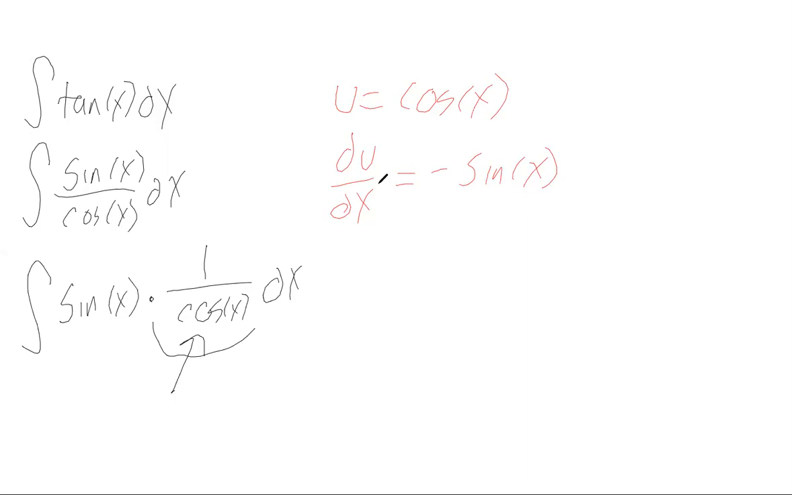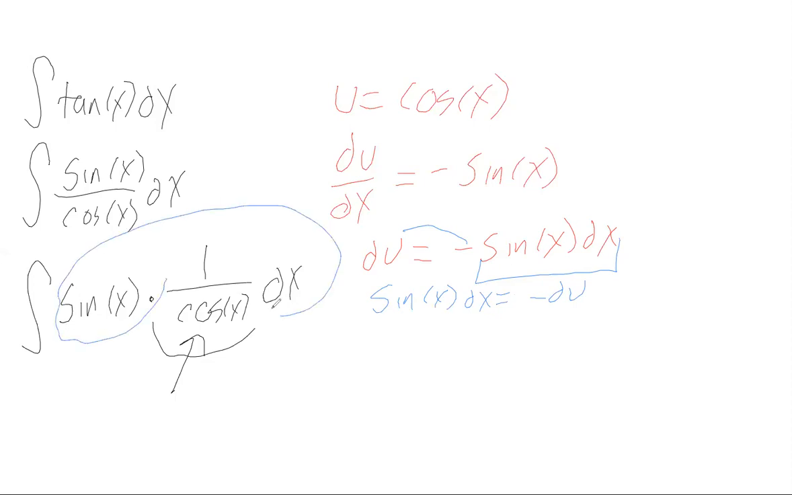Okay, or more to the point, we could write this as du equals negative sine of x dx by splitting up this differential here. Now, when we have this, notice, we have kind of like this piece right here. We need to get this negative over here. So we could really say that sine of x dx equals negative du. So we have a sine of x dx. For that, we can substitute negative du.